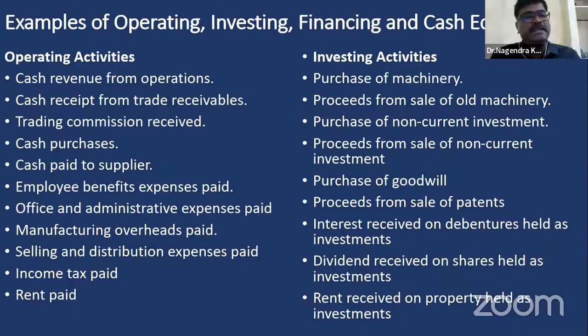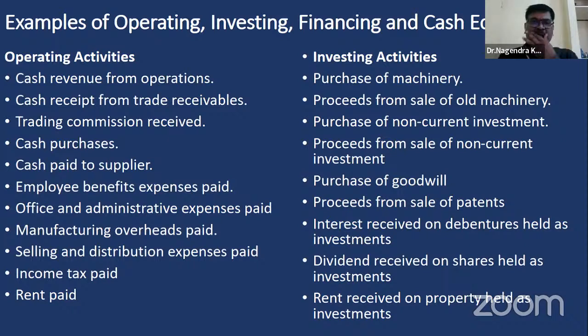So these are various components of operating revenues that can be generated. Manufacturing overheads paid, selling and distribution expenses, income tax paid, rent paid. These are all operating activities that will show cash inflow or outflow.